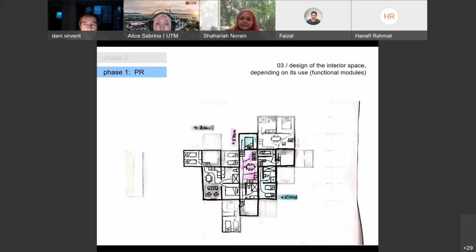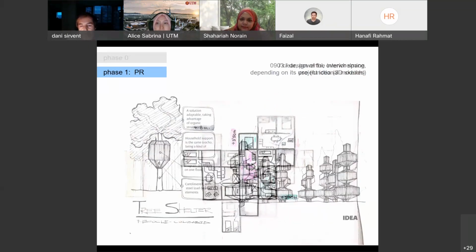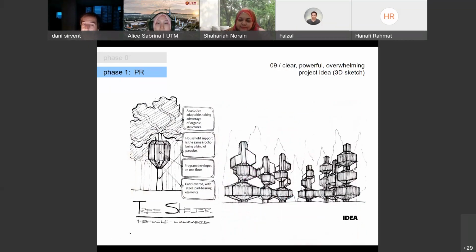Well, the third ingredient is the design of the interior space, depending on its use. It's called external modules. So here you can see an aggregation of these individual modules. You saw the previous picture. And later you will see the gate with this system. The fourth ingredient is the most important for me. It's a clear, powerful, overwhelming project idea. And in this idea, they developed these sketches, 3D sketches, where they show what is the idea of the project.